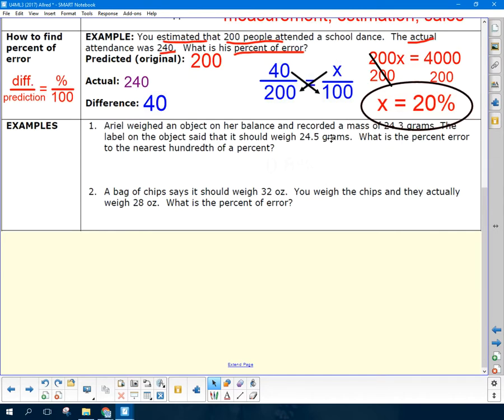Okay? Edpuzzle is going to ask you to do number 1, and you're going to use the same proportion we just used for that example. This is about weighing an object on a balance. So there's going to be a prediction and an actual amount and a difference. I hope that after doing that, you got 0.8%. If you did not, you're going to want to try it again. And then when you try number 2, you're definitely going to want to check my answer key over there on the counter if you have any questions.